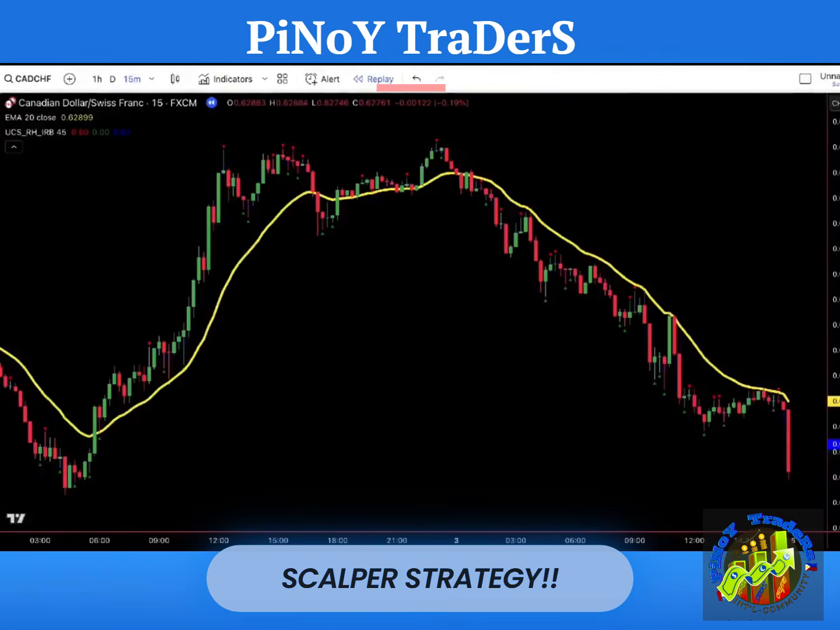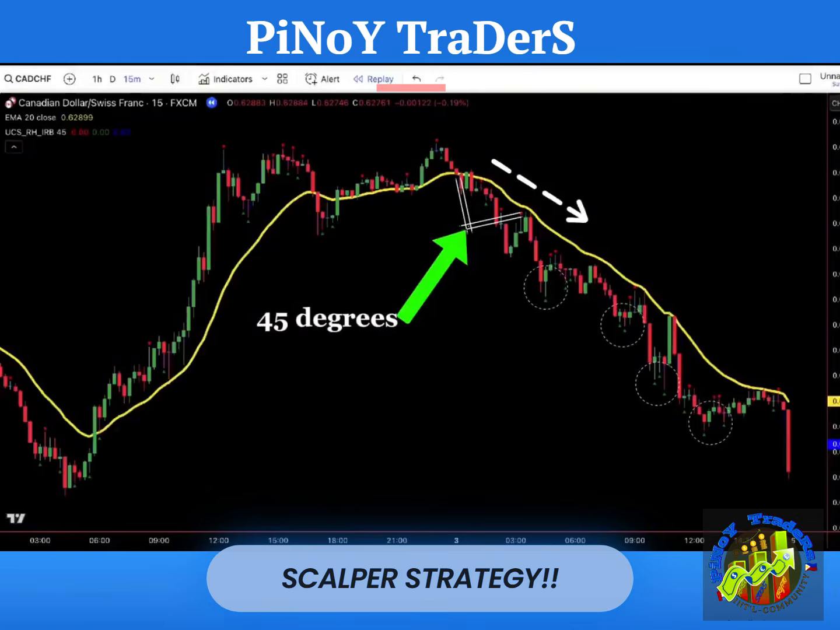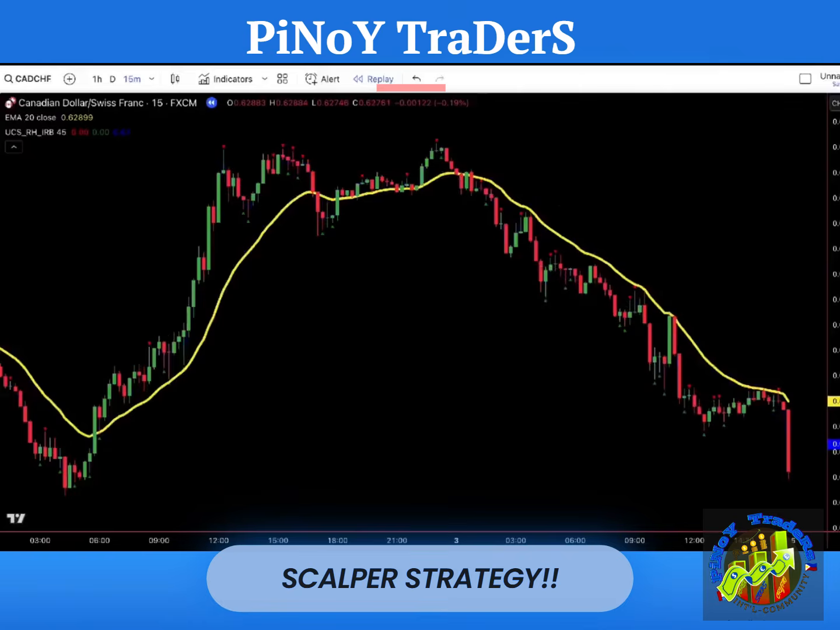So, when the market breaks out of the range and forms a 45-degree angle, if the market moves downward after the breakout, you will consider the green triangles as potential sell opportunities. If the market moves upward after the breakout, you will consider the red triangles as potential buy signals.